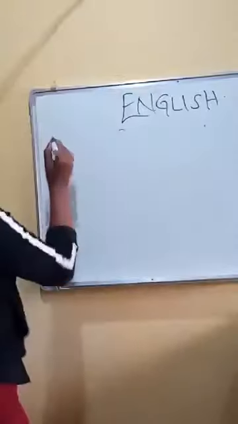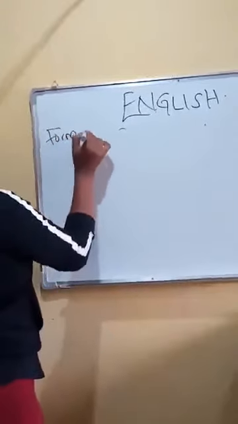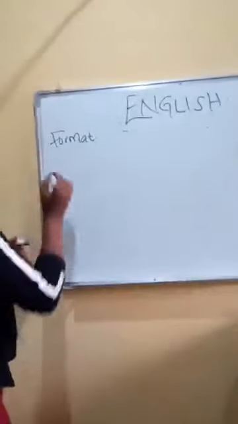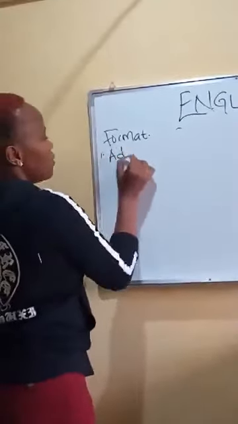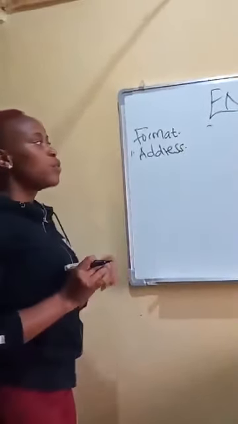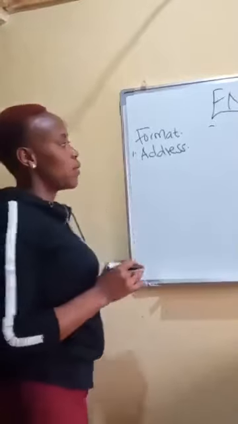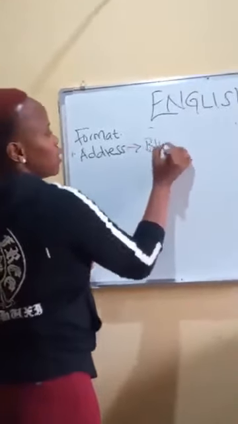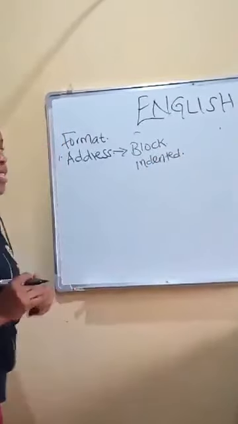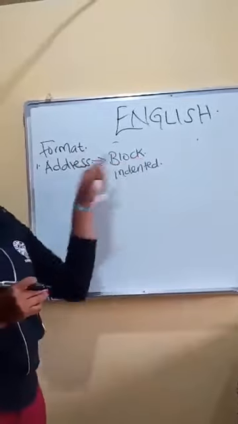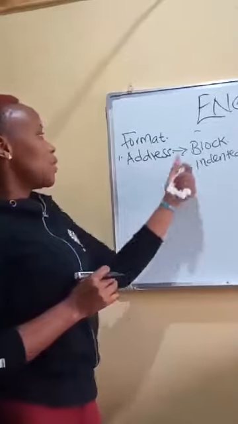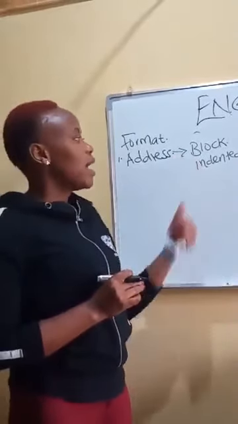So we're going to start with the format, and I've said that this is an official letter, which means that we're going to have two addresses. So number one, the first thing that you need to have when it comes to the format is how to write the address. Now, we have two ways in which we write the address, and I know that you are aware of the two. We have the block format, and then we have the indented format. If you choose to use the block format, you need to know the rules. If you choose to use the indented format, then you need to know the rules.